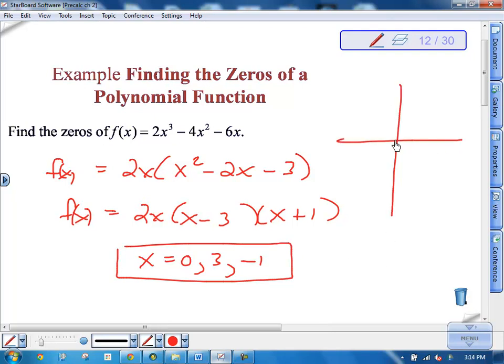From there, we know what this thing looks like. It goes through negative 1, goes through 0, and it goes through 3. So this thing must look like this. It's an odd function, so it starts down from the left and then goes up.